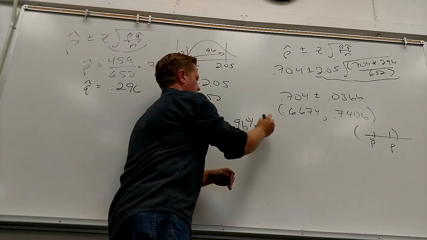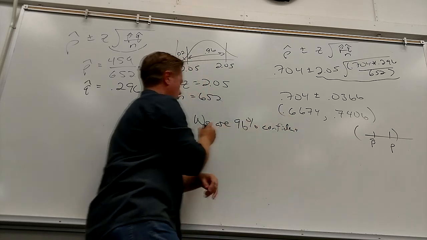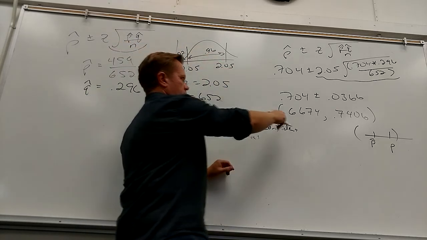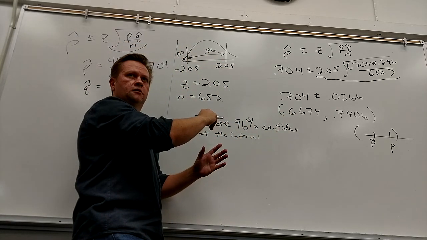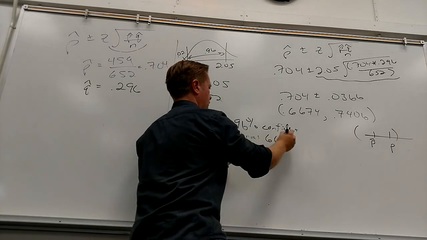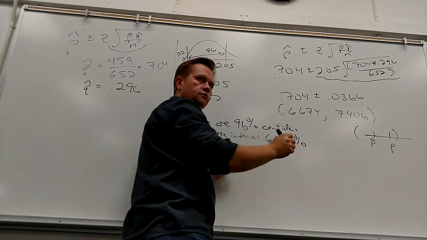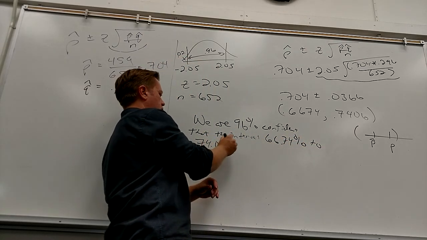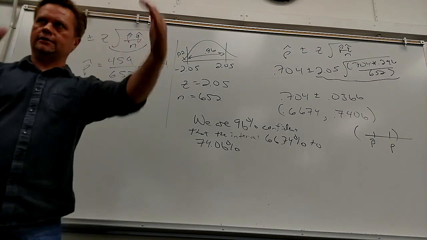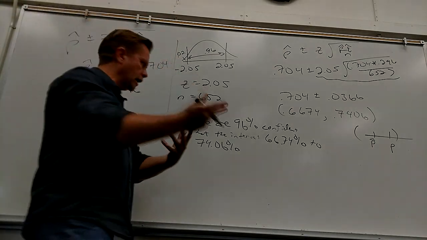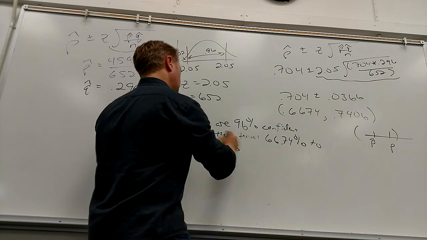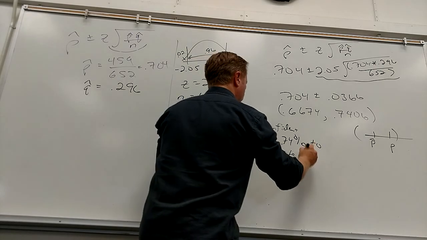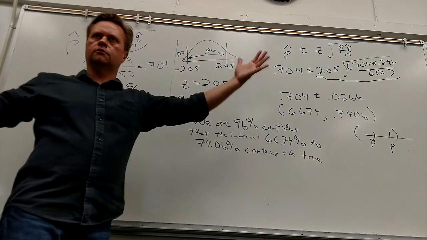96% confident that the interval, 0.6674, better than that? 66.7%. Yes, 66.7. The percentage acts as the units now, right? 66.74% to 74.06%. We hope that that contains the actual, the real population percentage. And the interval contains what I call the true, the population percentage.